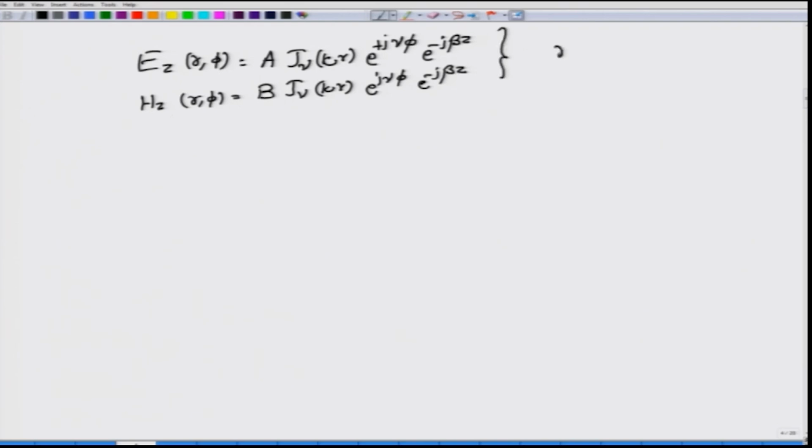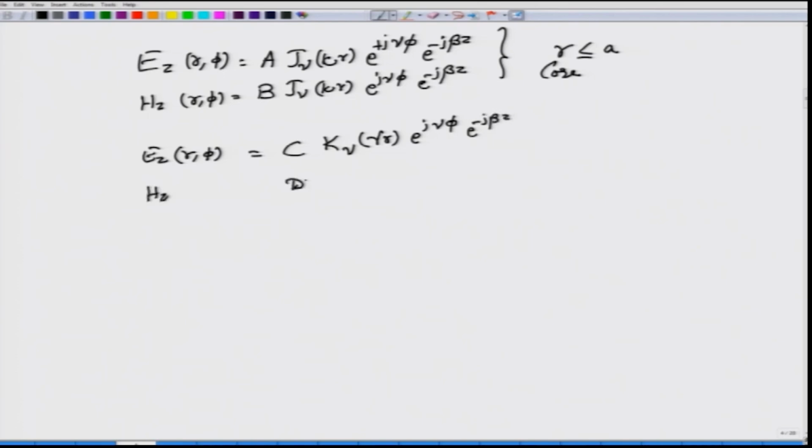So, these are the solutions for r less than or equal to a, meaning these are the solutions for the core region of the fiber, whereas the solution for the cladding region will be again some constant C, and instead of J nu which is oscillatory, K nu which is exponential. So, K nu of gamma r e power j nu phi e power minus j beta z. For Hz the solution will be the same equation, except that the constant instead of C will be equal to D. So, this is valid for r greater than or equal to a.